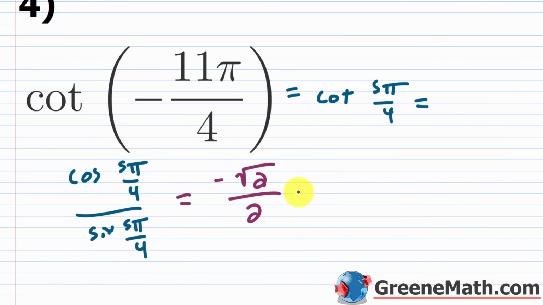And here I'll just multiply by the reciprocal. So we'll do 2 over the negative of the square root of 2. And once again, this is all going to just cancel away and give you a value of 1. So the cotangent of negative 11 pi over 4 is just going to be 1.